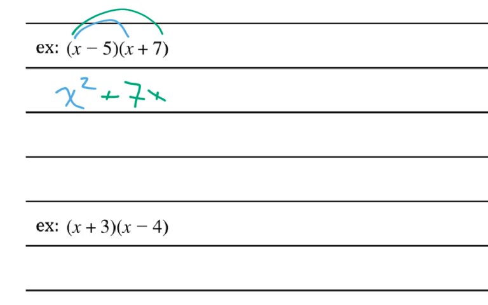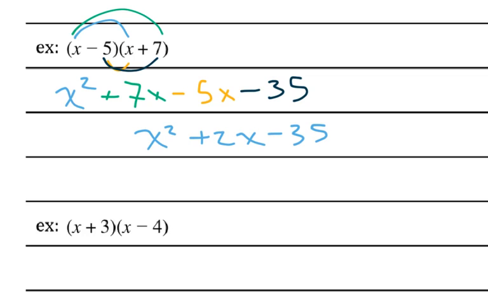So I always like to deal with the constants first. Then my inner is minus 5x. And then lastly, 5 times 7 is 35. And I see one subtraction symbol. So I have x squared plus 2x, once I simplify, minus 35.